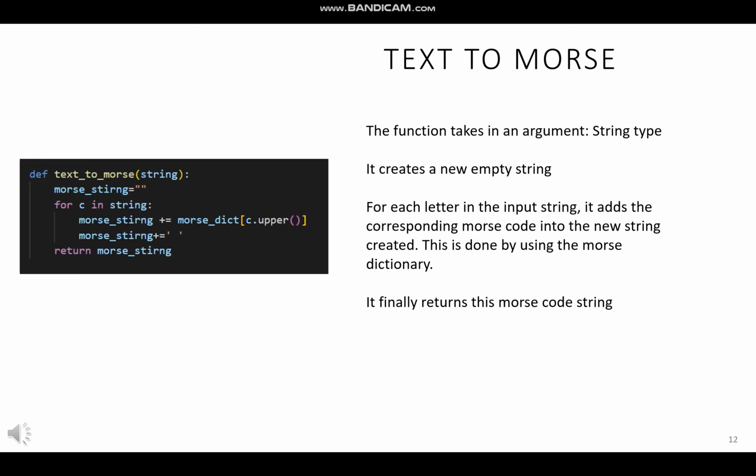The text to Morse function takes in an argument which is of type string. It creates a new empty string. For each letter in the input string, it adds the corresponding Morse code into the new string created. This is done by using the Morse dictionary. It finally returns this Morse code string.